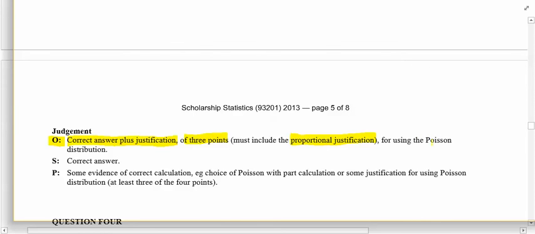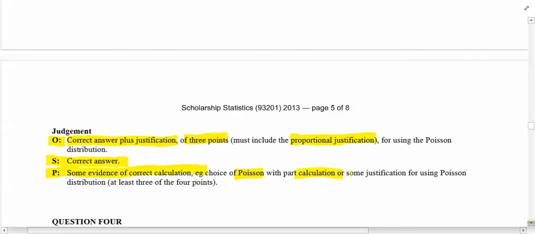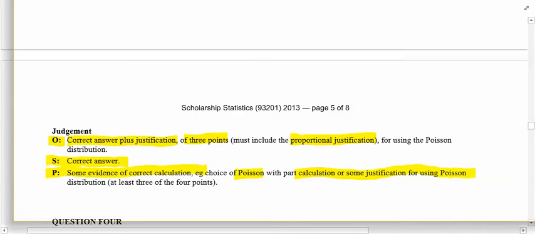S, scholarship level, just getting the correct answer, so a 5. P, partial, some evidence of correct calculation, e.g. choice of Poisson with part calculation of, or some justification of Poisson distribution.